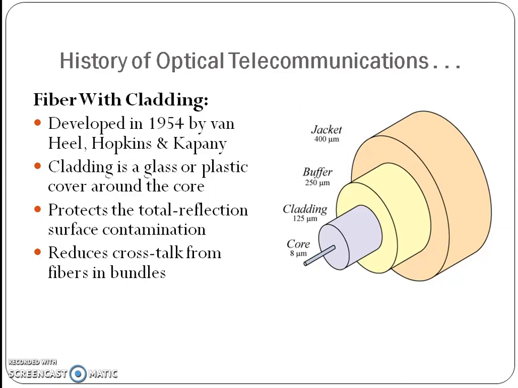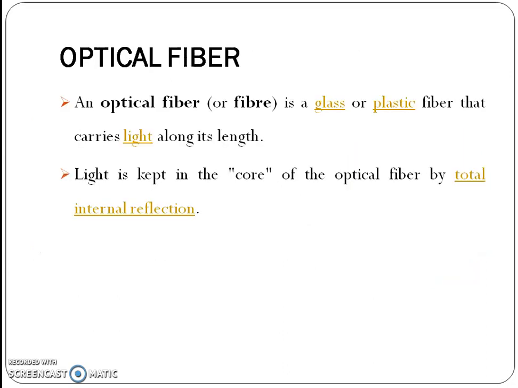Cladding is a glass or plastic cover around the core. It protects the total reflection surface from contamination and it reduces crosstalk from fibers in bundles. Optical fiber is a glass or plastic fiber that carries light along its length. Light is kept in the core of the optical fiber by the phenomenon called total internal reflection.